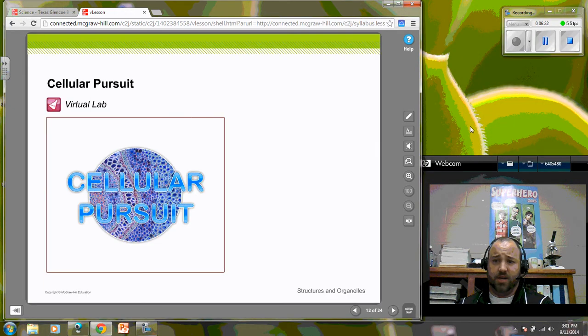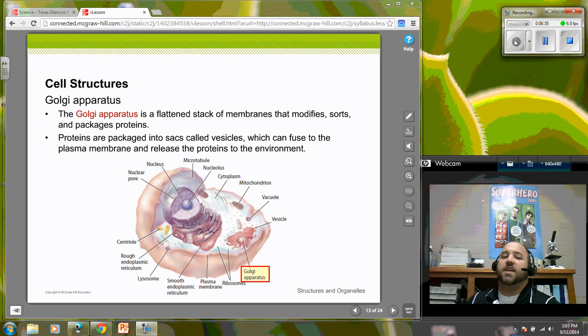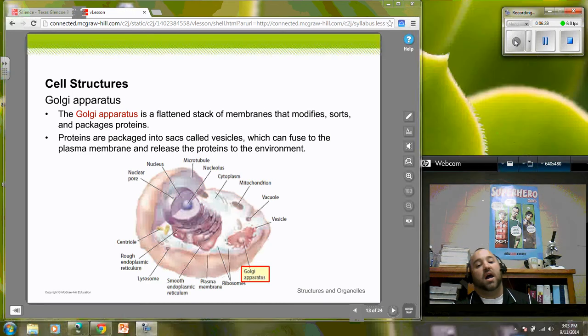So we're going to skip that one too. The next structure is the Golgi apparatus. It's a flattened stack of membranes that modifies and sorts and packages proteins. These proteins that are packaged into sacs, we call that a vesicle, and it can fuse to the plasma membrane and release proteins to the environment. And actually remove waste the same way. When you package something into that vesicle, vesicles are like the post office, man. They transport everything wherever it needs to go.